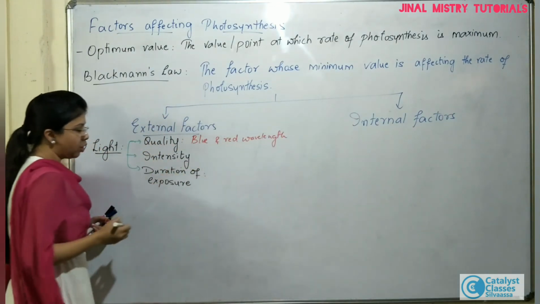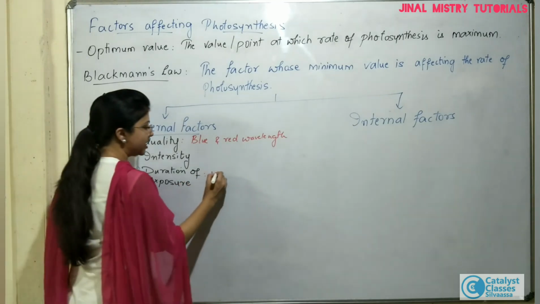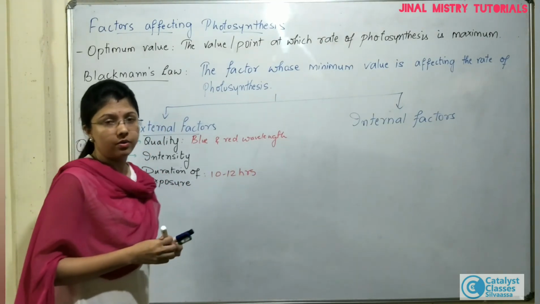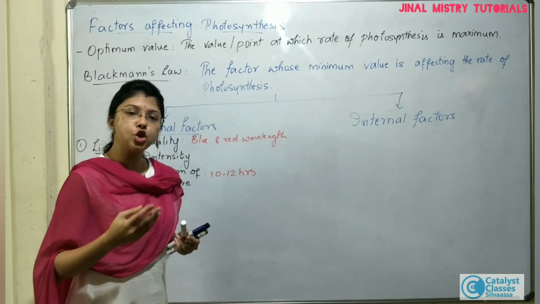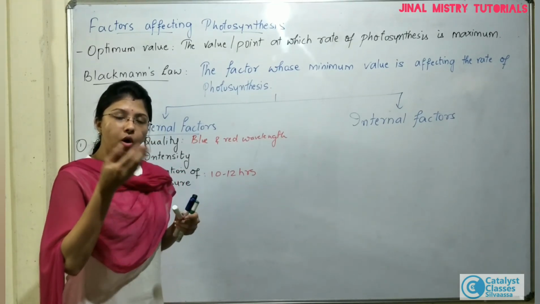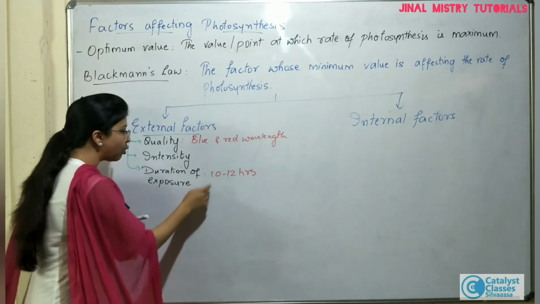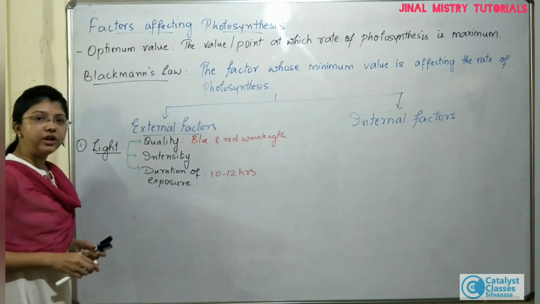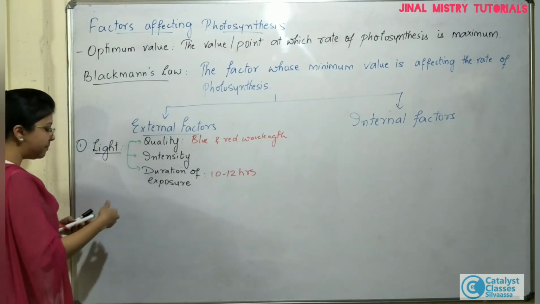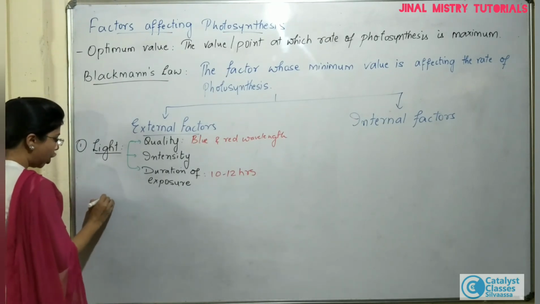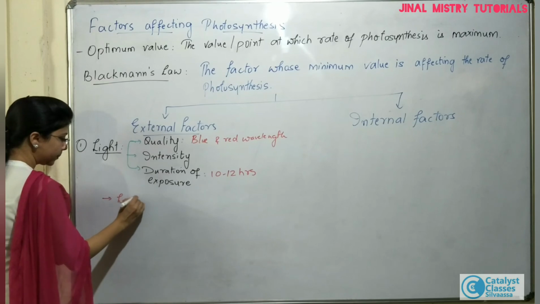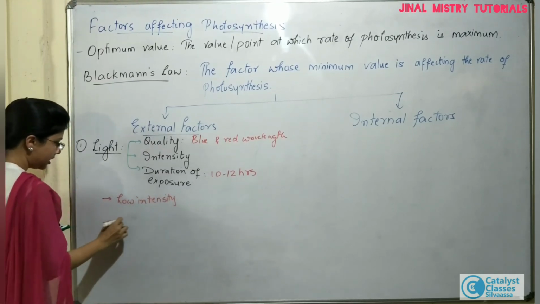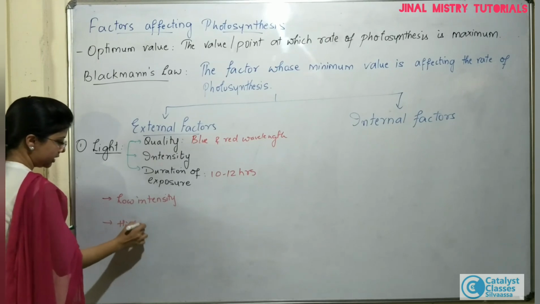Intensity we'll be talking about in a minute. Duration is generally 10 to 12 hours. Again, it depends upon the photoperiodism, right? There are long day plants and short day plants. So depending upon what is the requirement of light, the exposure time for the light may change. When you talk about intensities, of course, there will be plants which are affected by low intensities and high intensity.